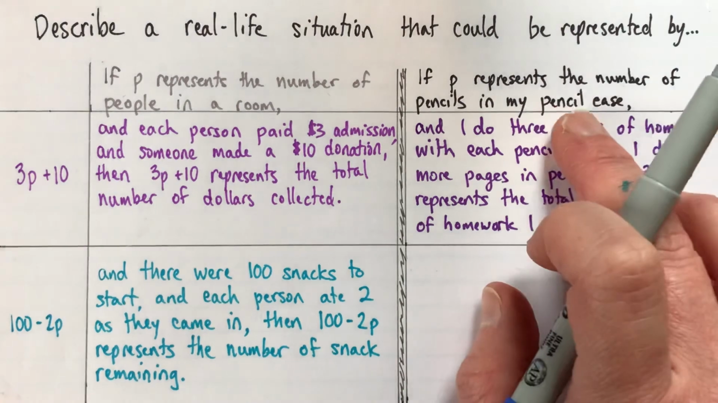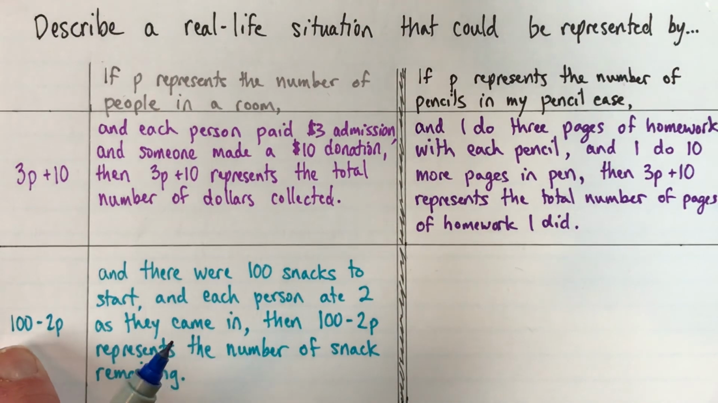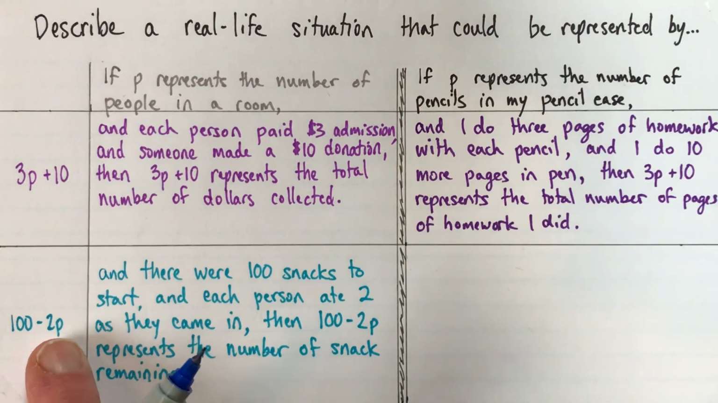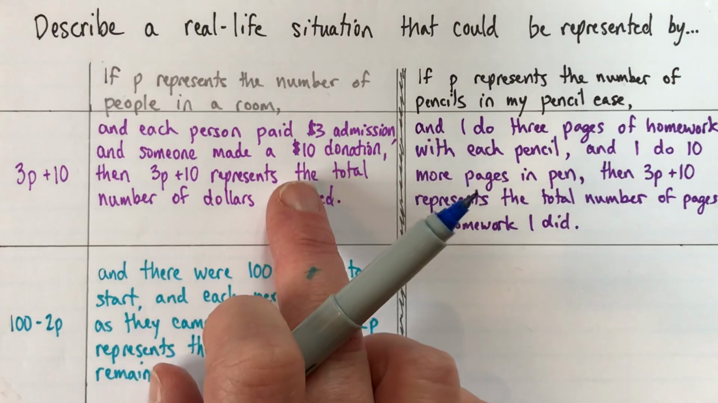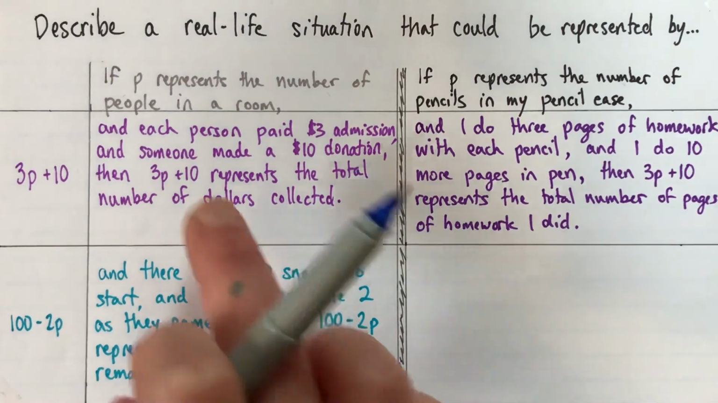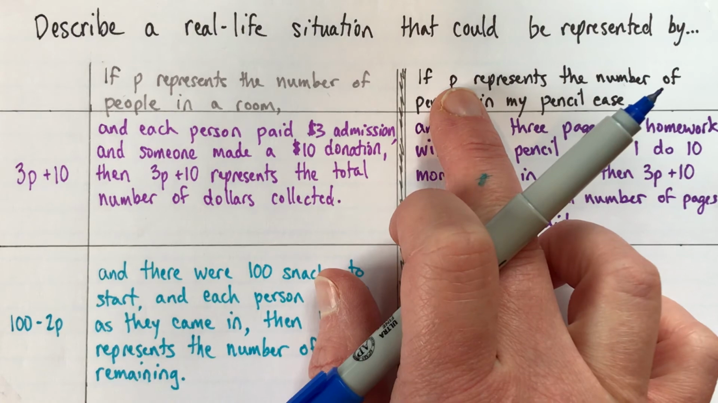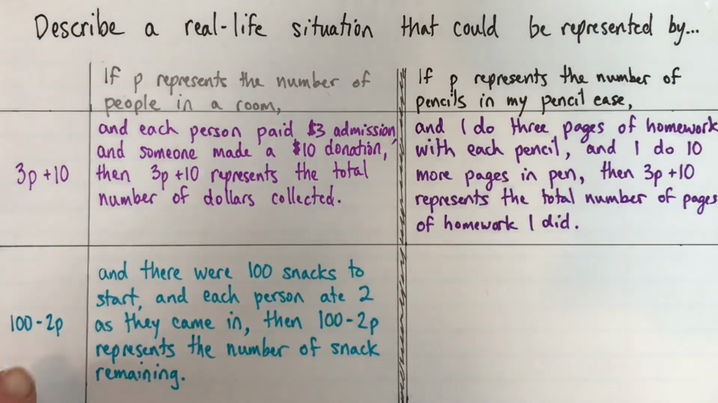So I've got p representing the number of pencils in my pencil case. Again, we're going to think about starting with 100, and then for every pencil I'm subtracting 2. And the same hint that helped me come up with the last one can help me here. If I think about money, there it was every person paying $3 admission. If I make every pencil cost $2, it's like I started with $100, and then every pencil I got cost me $2. So I'm subtracting because I'm paying the money, so I don't have the money anymore. That'll work.